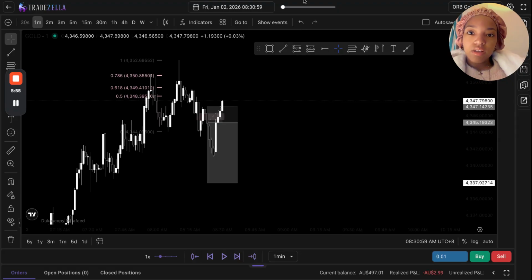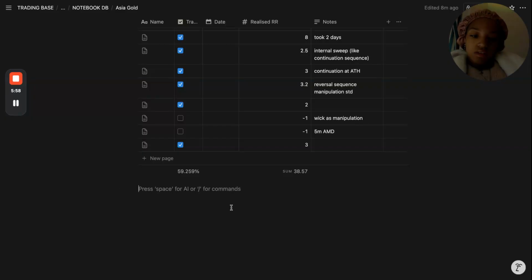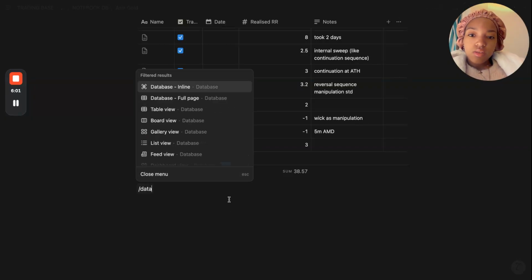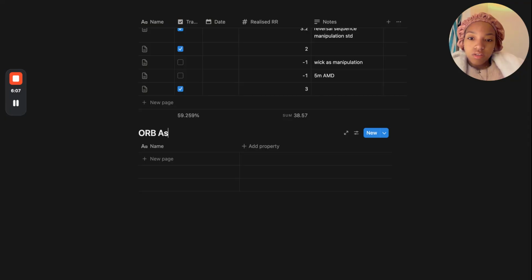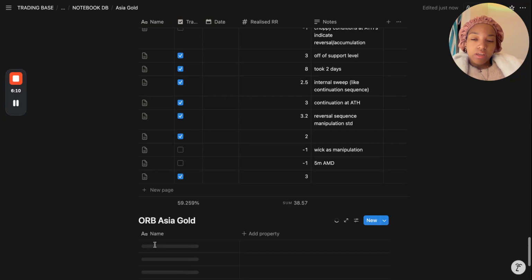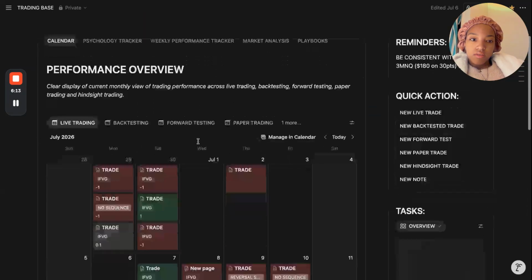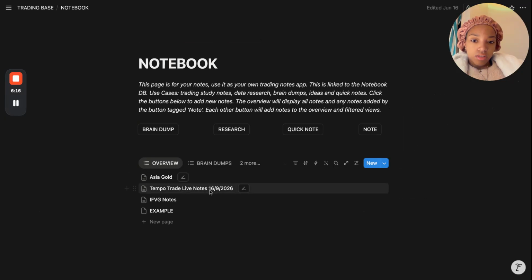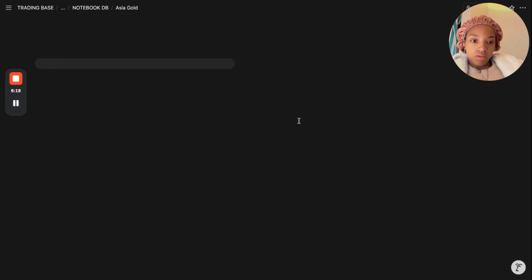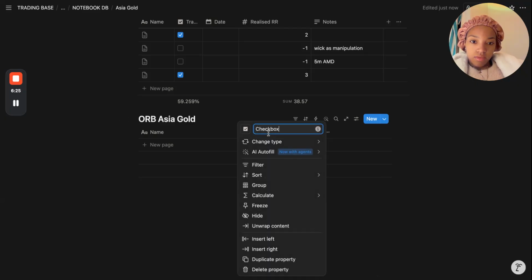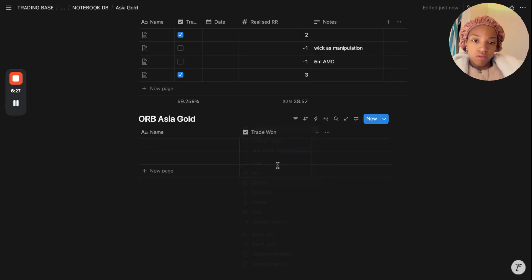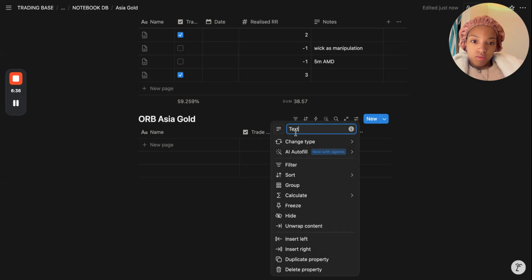Okay, we're gonna take a photo of that. Wait, and I want to make another database. This is all in the notes of my trading base. Here, this is my journal, and then it's in the notebook, and then it's my Asia Gold, Trade 1. And then any notes.